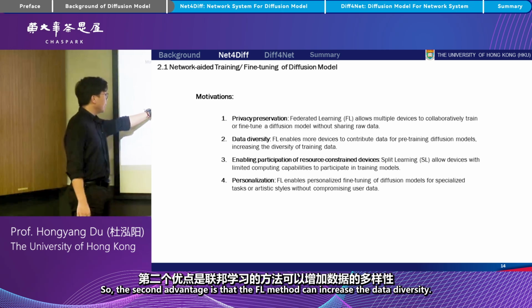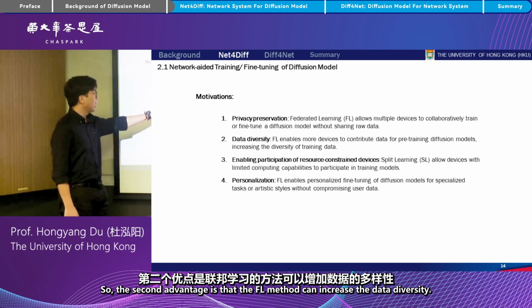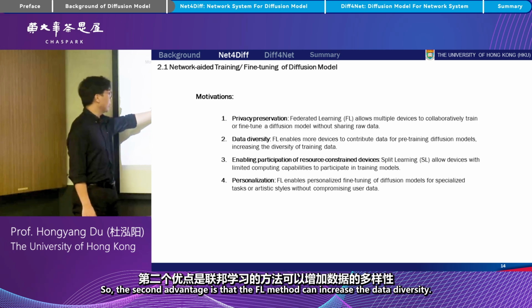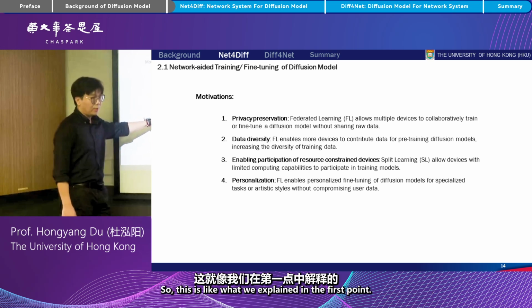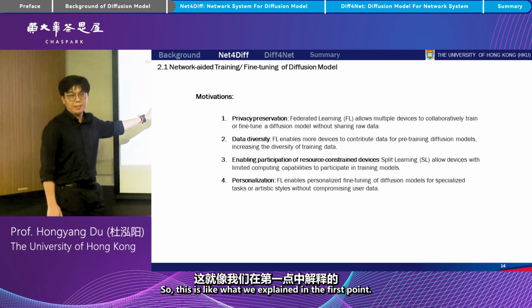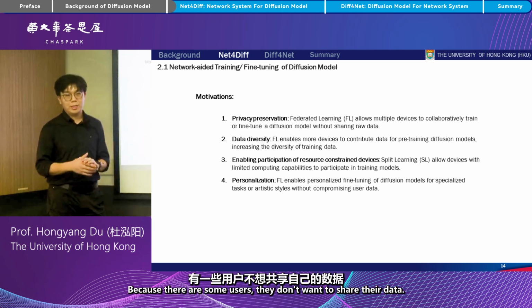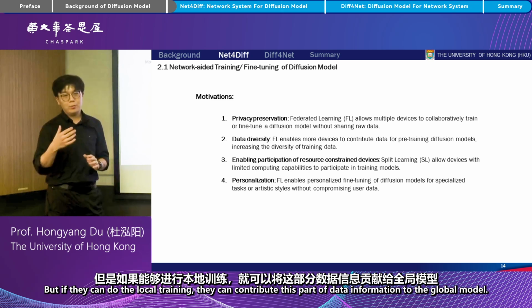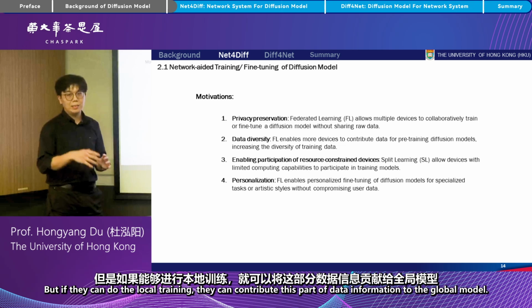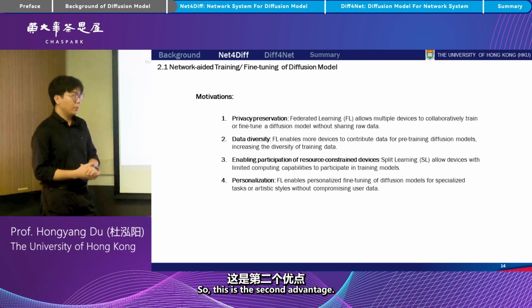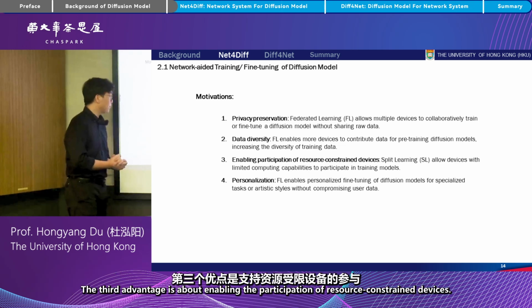So the second advantage is that the FL method can increase data diversity. This is like what we explained in the first point. Because there are some users who don't want to share the data, but if they can do local training, they can contribute this part of data information to the global model. So this is the second advantage.